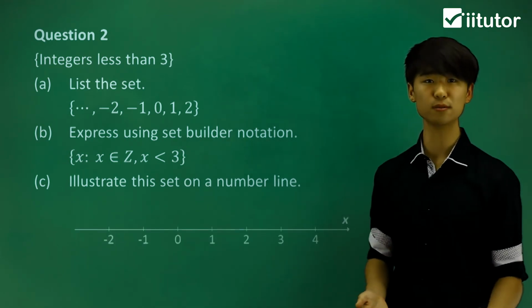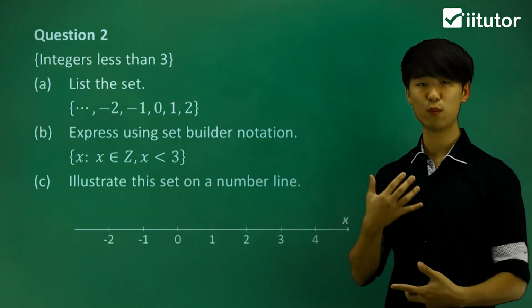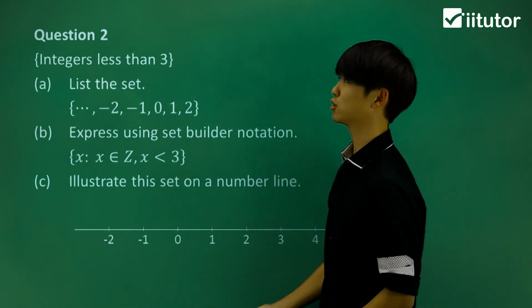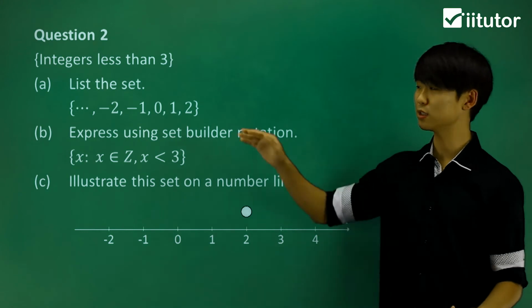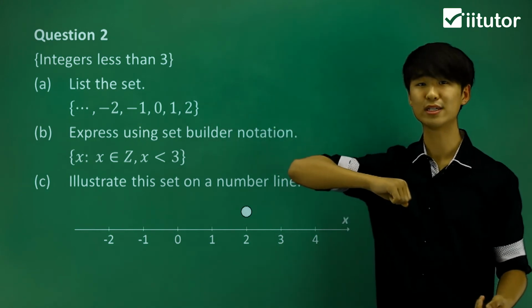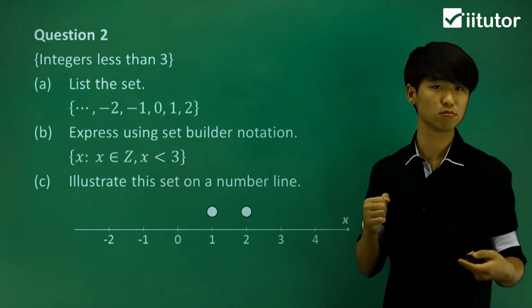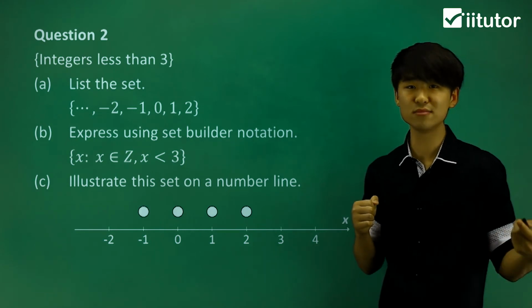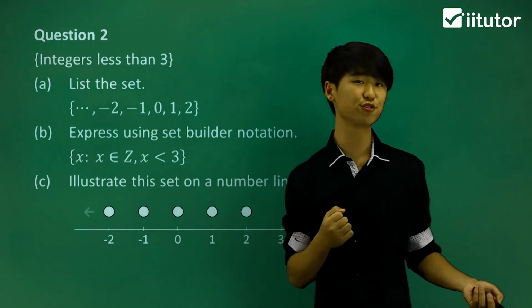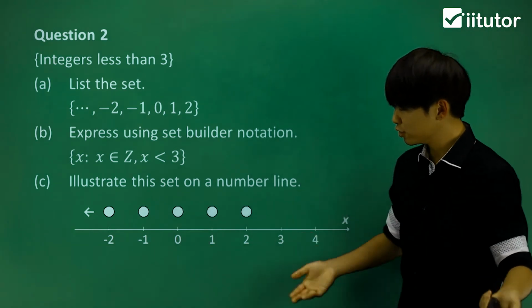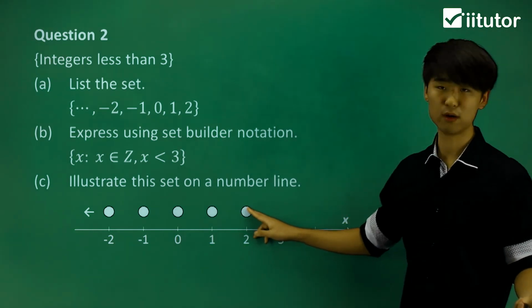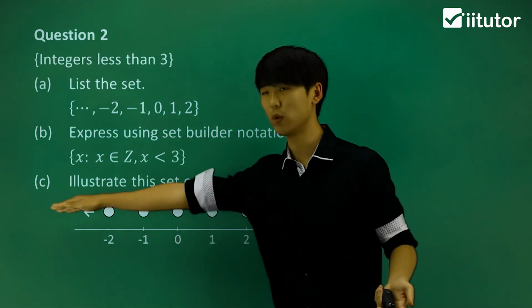Not too difficult. Here's my number line, and we're going to plot it. We can look at the list in part A and say: 2, 1, 0, -1, -2, and all the integers down that way. Now it's very important to note that we could have just put a dot here, and then put an arrow all the way down there.